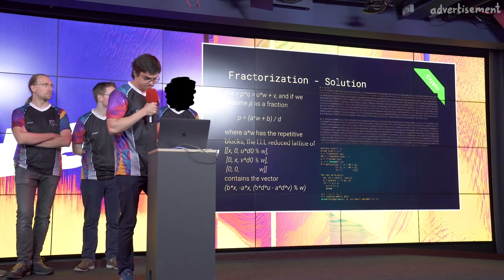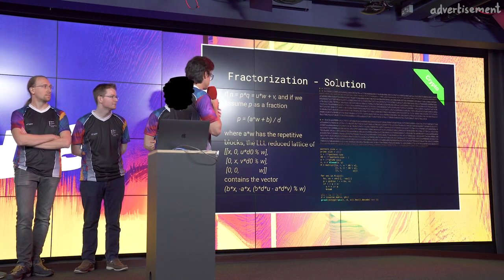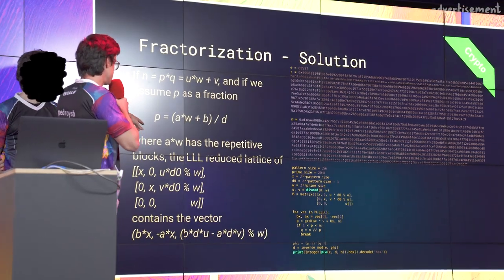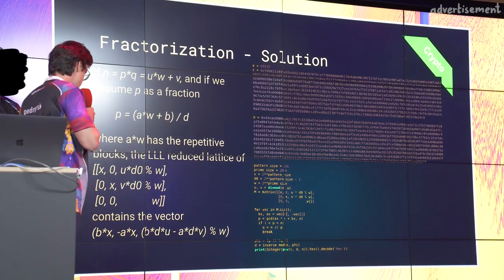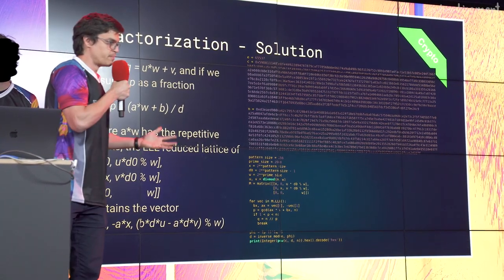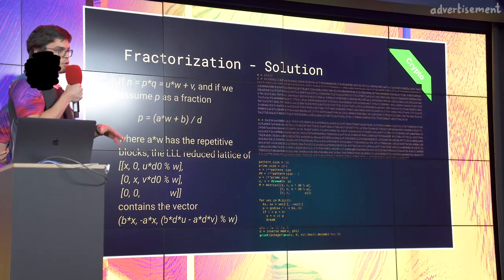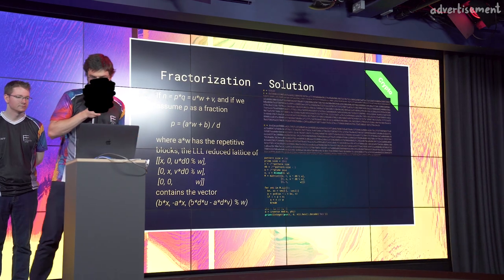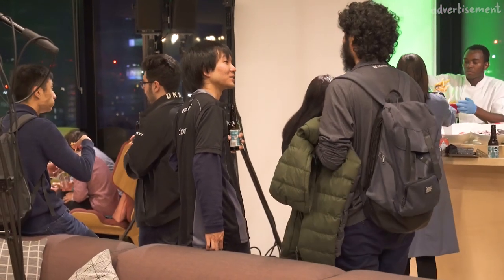So using LLL lattice reduction algorithms, you could, for example, represent P as a fraction like this. And after solving the matrix like this using LLL, you would get a value that is a multiple of one of the primes. So basically just calculating the GCD of this number that you get and the modulus, you get the prime. So that's it. Then you can just do the usual RSA steps. Nice, thank you.